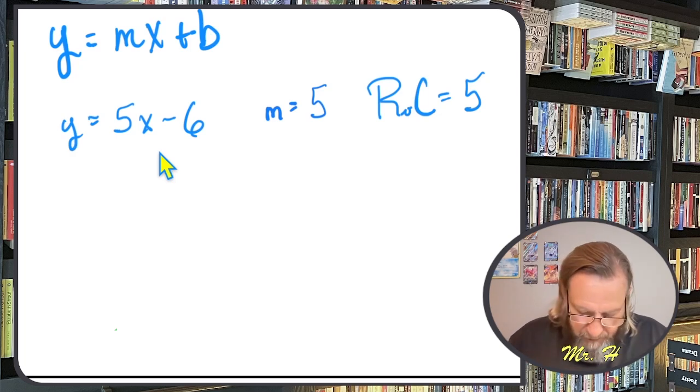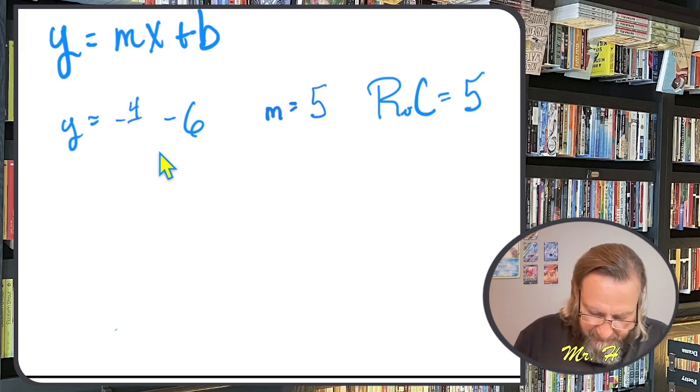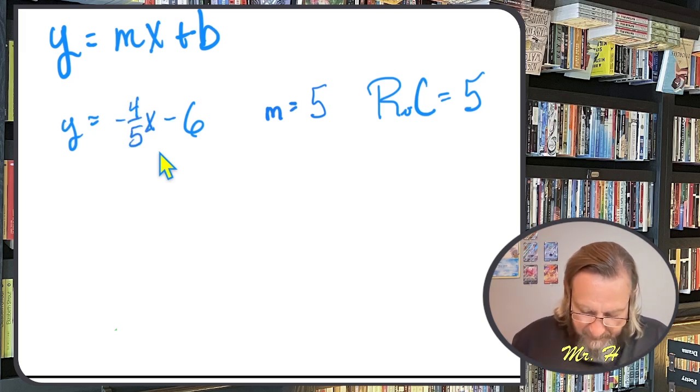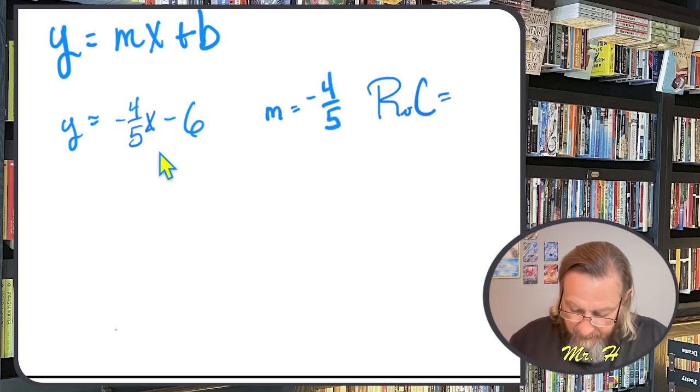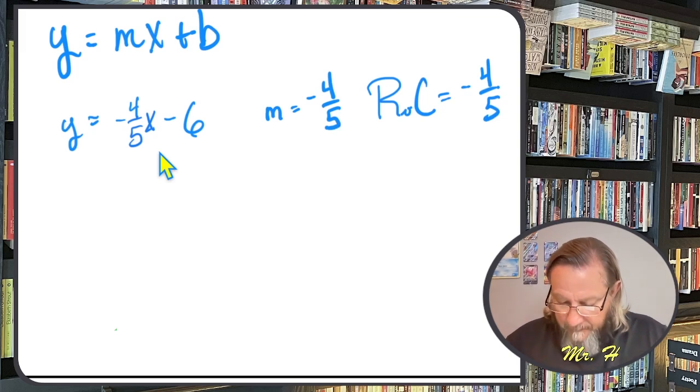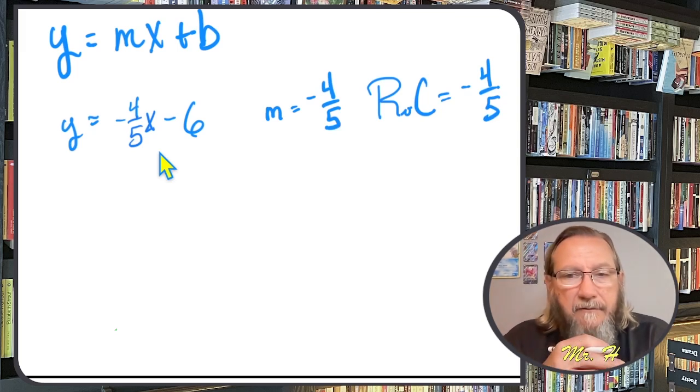What if it's this? Make a quick change. Instead of 5x, let's suppose it's negative 4/5 x minus 6. Our slope is now no longer going to be 5, it's now negative 4/5. And the rate of change? Negative 4/5. So negative 4 to 5 is going to be the rate of change.